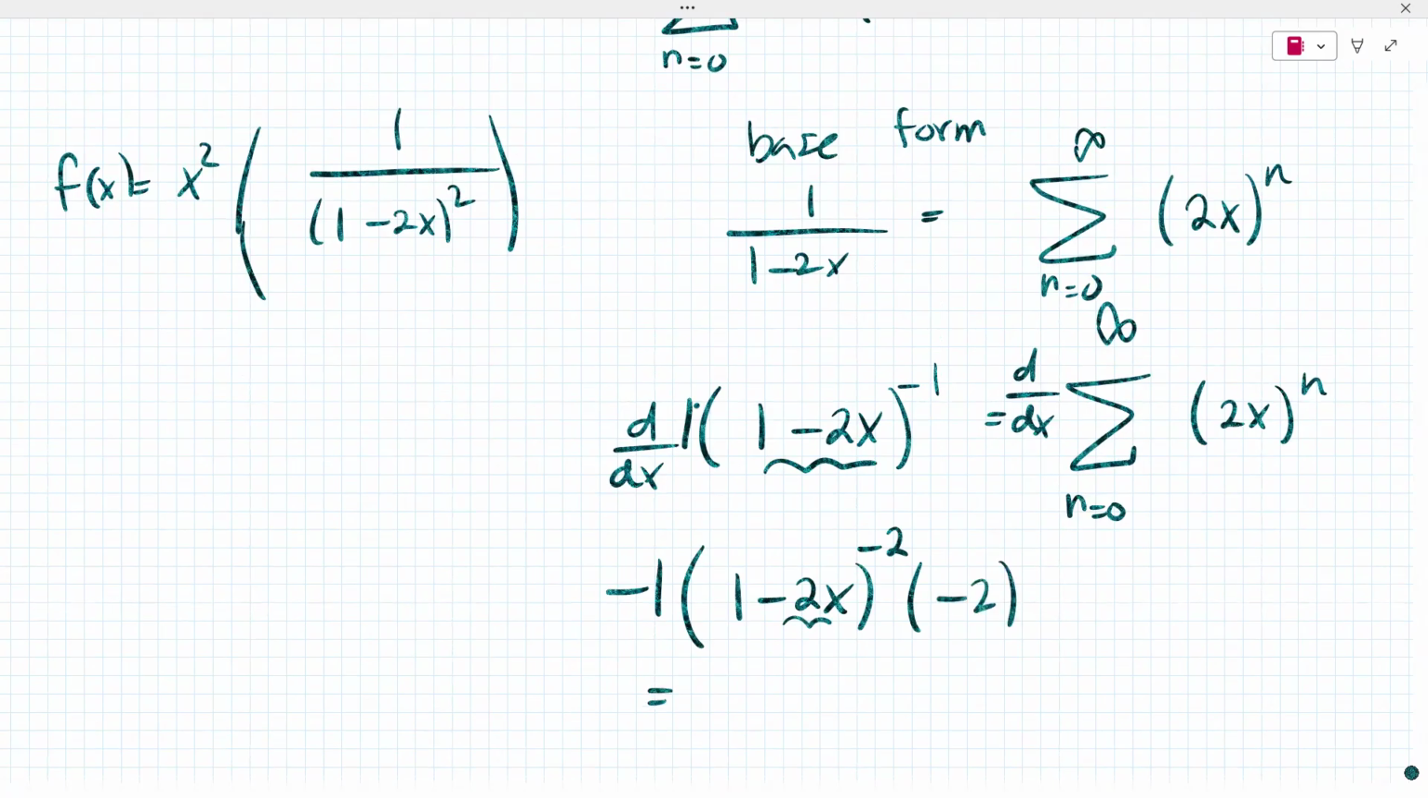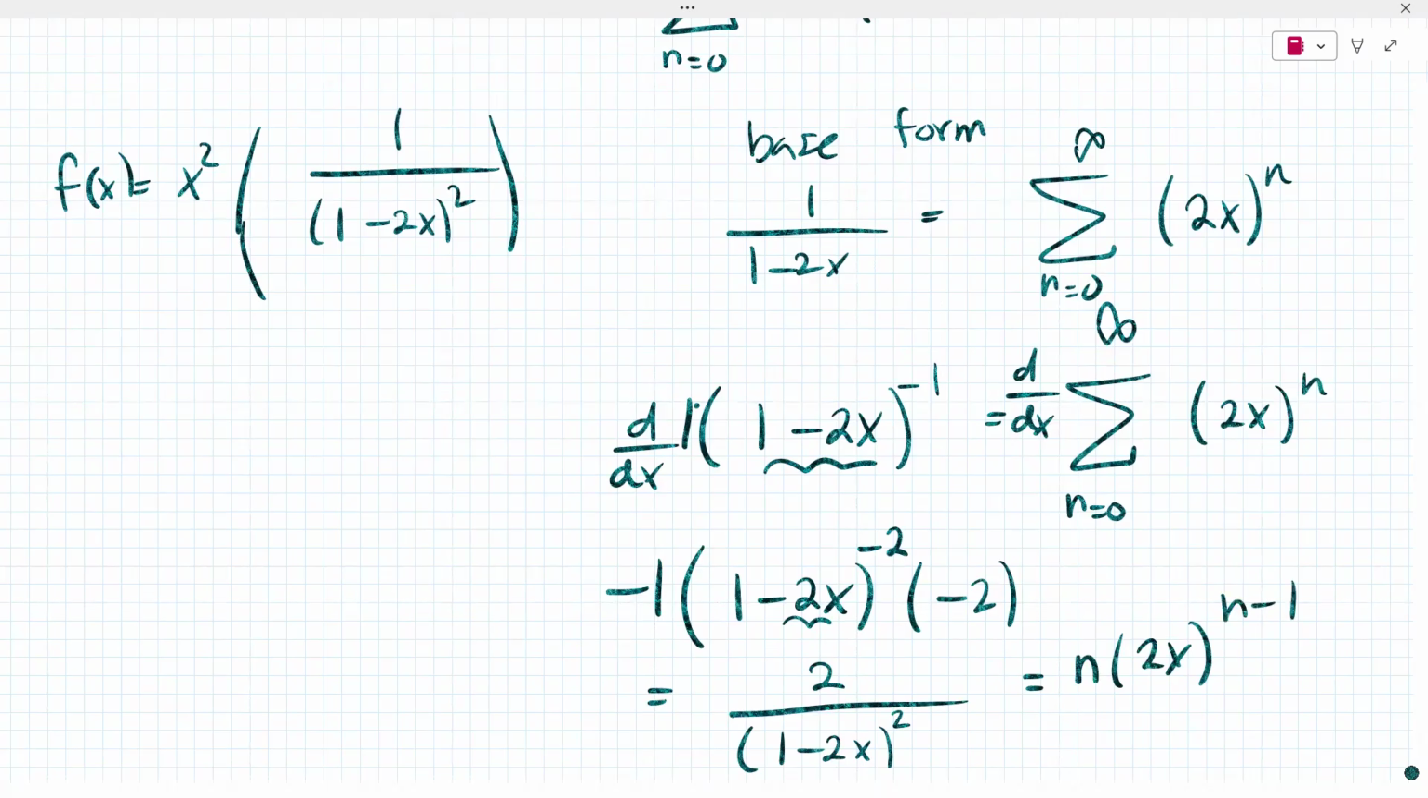So when you clean this up, negative 1 times negative 2 is positive 2. And then (1 minus 2x) to the negative 2 can be expressed as a positive power, as 1 over (1 minus 2x) squared. And then over here, how do you take the derivative of (2x) raised to the n? Yes, you use the power rule. So this would be n times (2x) raised to the n minus 1. And then don't forget you've got to use the chain rule. So for the derivative of the inner parentheses, what's the derivative of 2x?